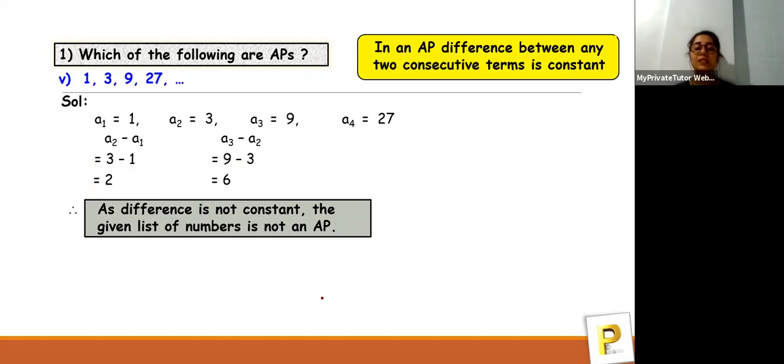I understand that the answer which you told is also correct, but that goes for series. If you have any sort of series, like 1, 3, 9, 27, you multiply each number by 3 and you get the next number of the series. But that will not be considered an AP because the difference between the numbers is not constant. Getting it? So this list of numbers is not an AP.